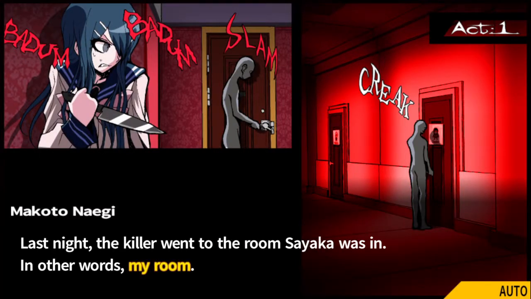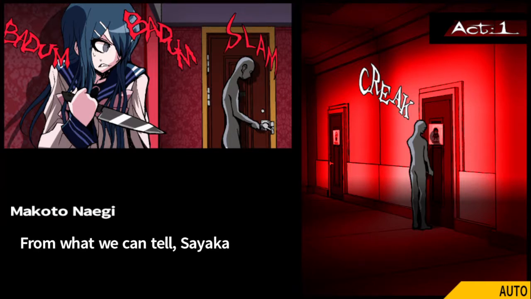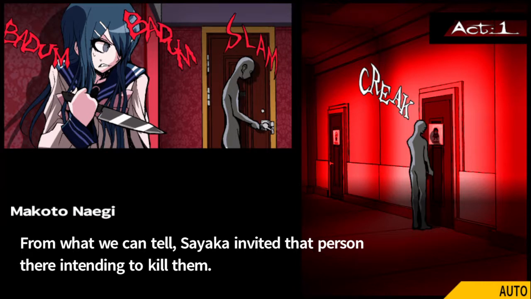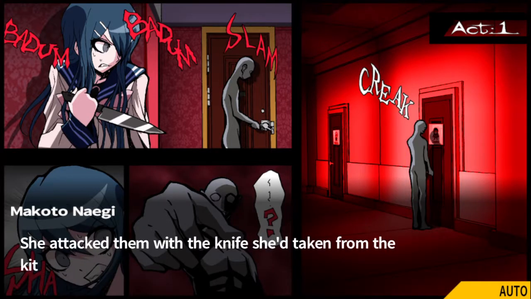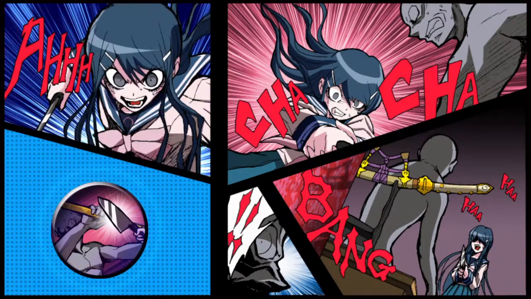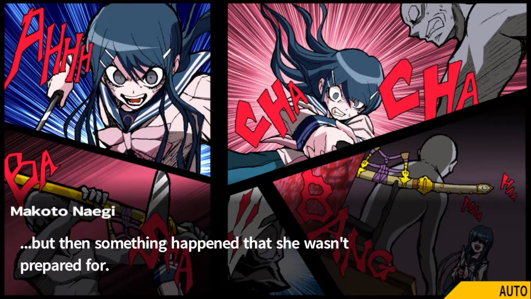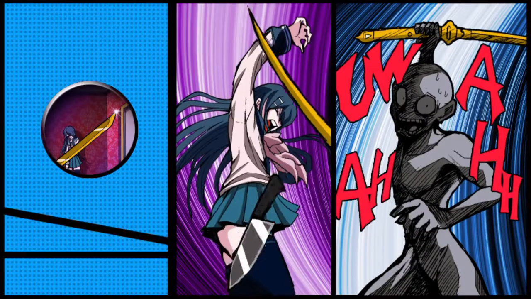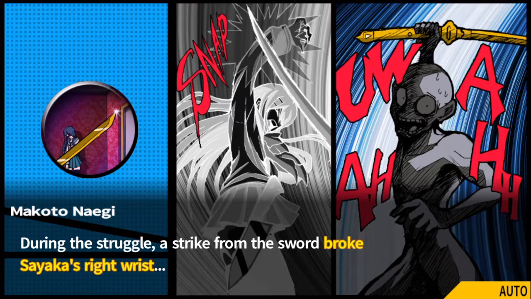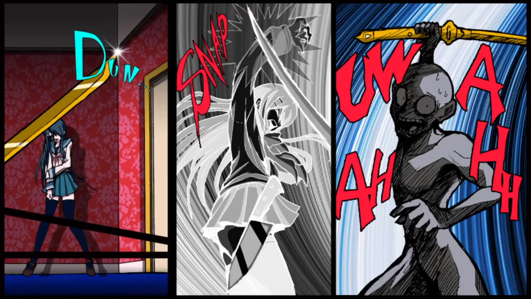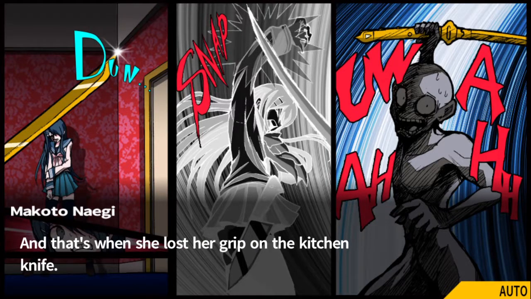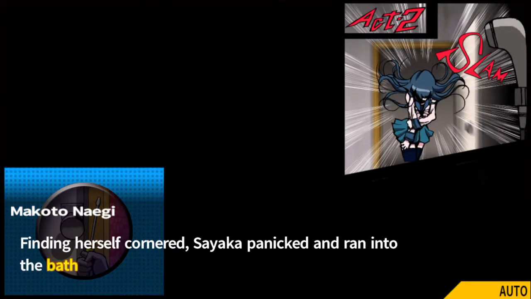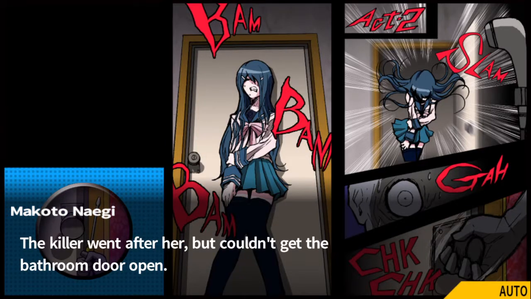Last night, the killer went to the room Sayaka was in. In other words, my room. From what we can tell, Sayaka invited that person there intending to kill them. She attacked them with the knife she'd taken from the kitchen earlier. But then something happened that she wasn't prepared for. They grabbed the fake sword I put in my room and fought back. During the struggle, a strike from the sword broke Sayaka's right wrist. And that's when she lost her grip on the kitchen knife. Finding herself cornered, Sayaka panicked and ran into the bathroom. The killer went after her, but couldn't get the bathroom door open.